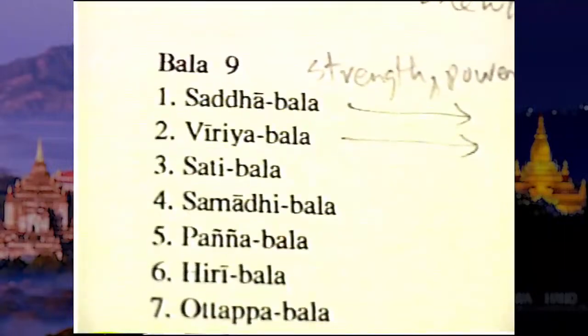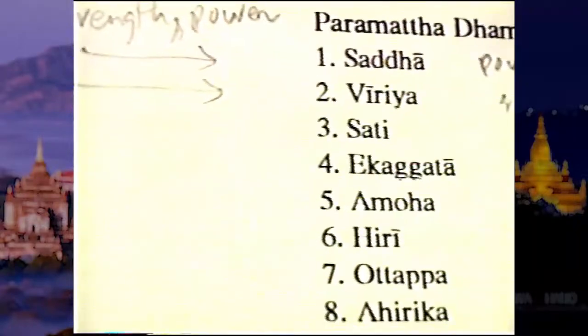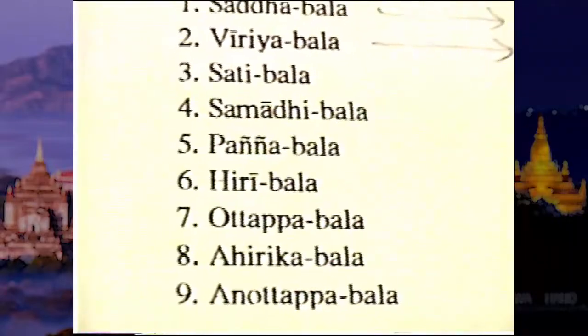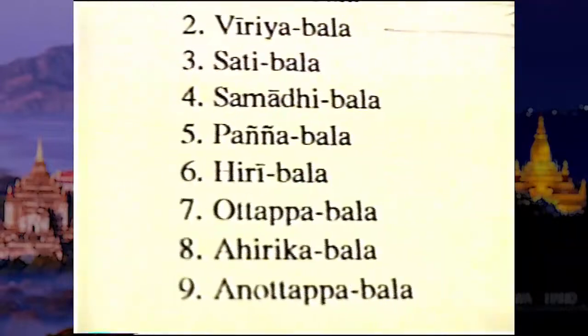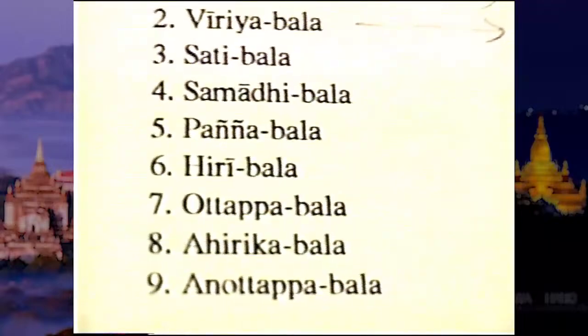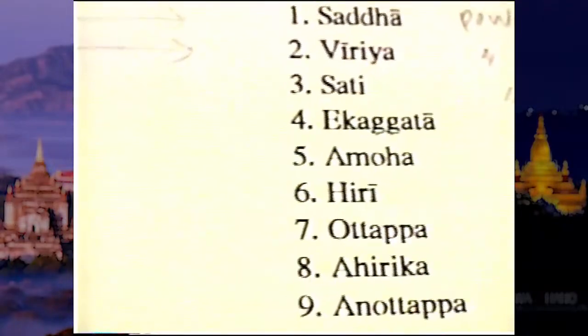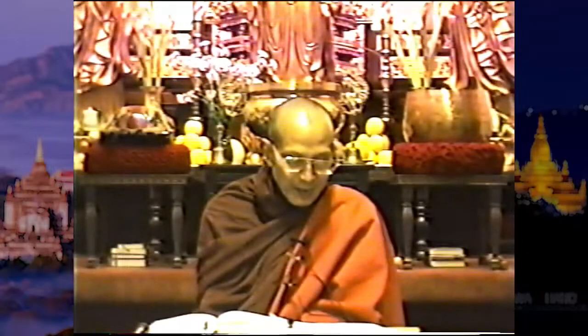Number 4, Samadhi Bala, concentration power. It is identified with Ekaggata. And number 5, Panya Bala, is identified with Amoha Cetasika. Number 6, Hiri Bala, power of shame or shame power, is identified with Hiri. And Ottappa Bala is identified with Ottappa. And number 8, Ahirika Bala, is identified with the cetasika Ahirika. And number 9, Anottappa Bala, is identified with the cetasika Anottappa.